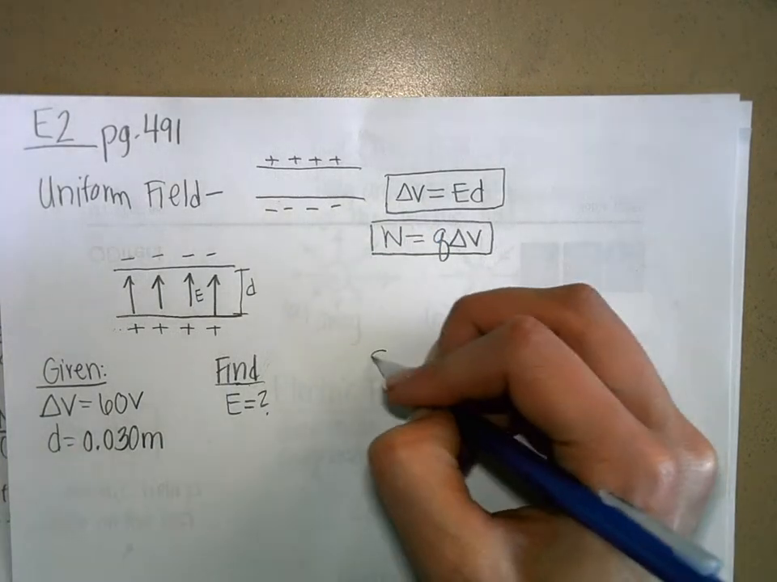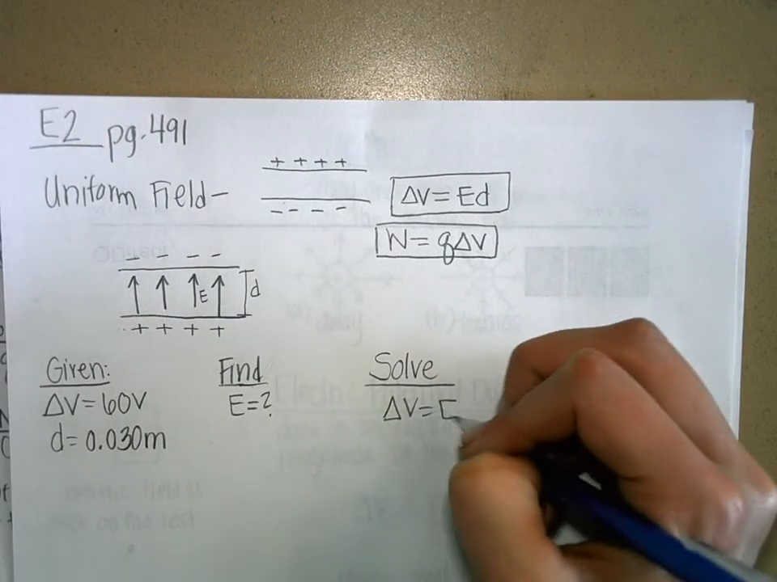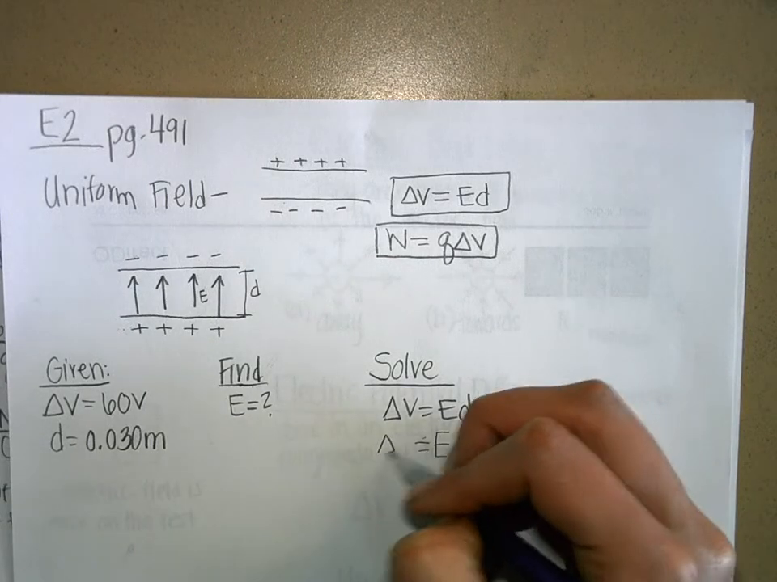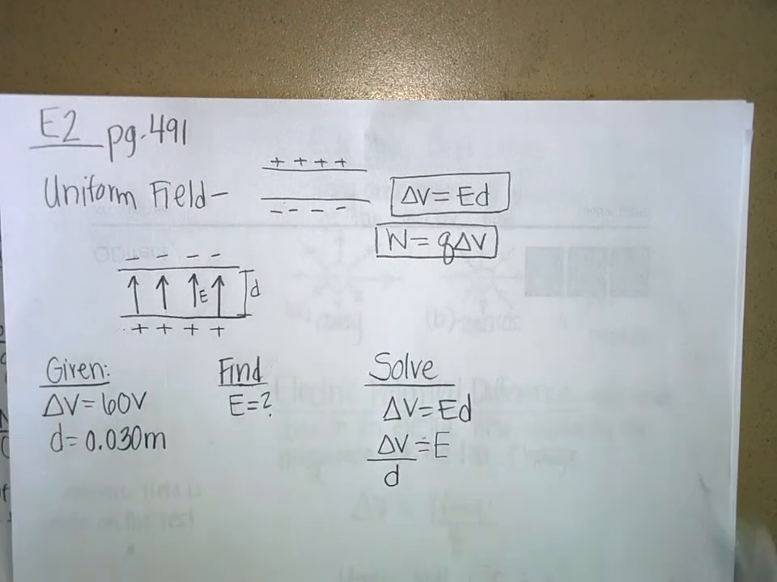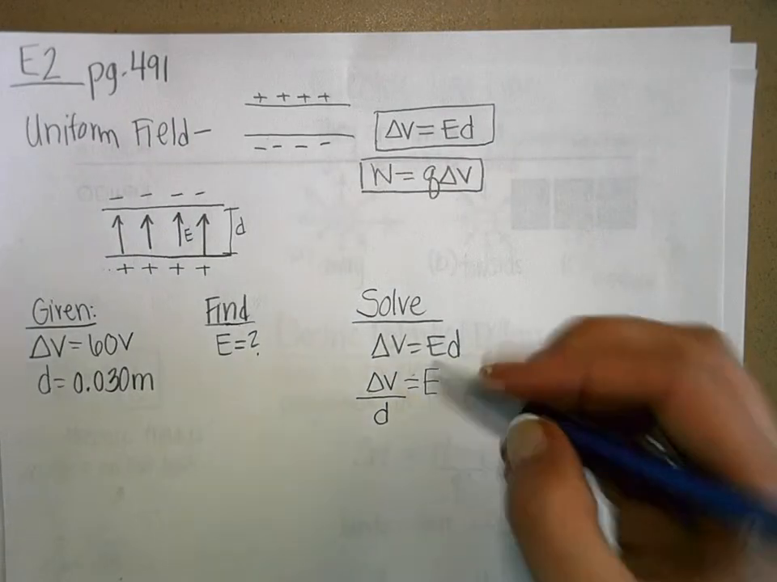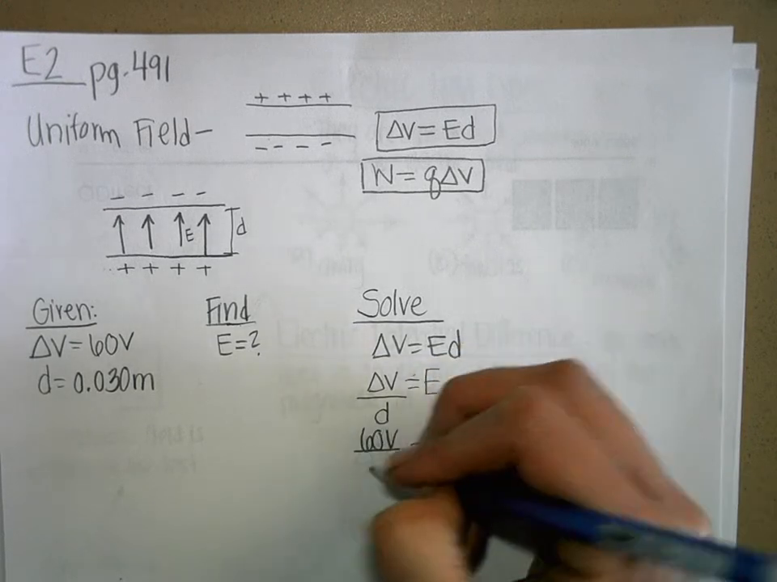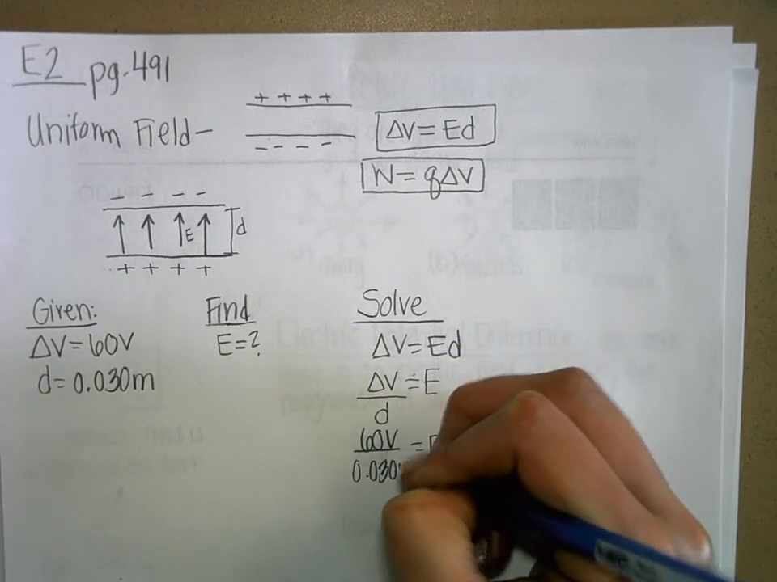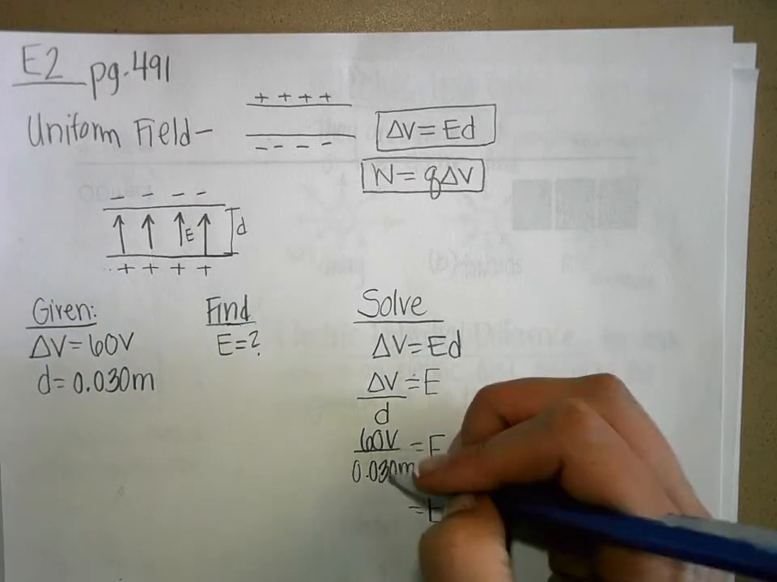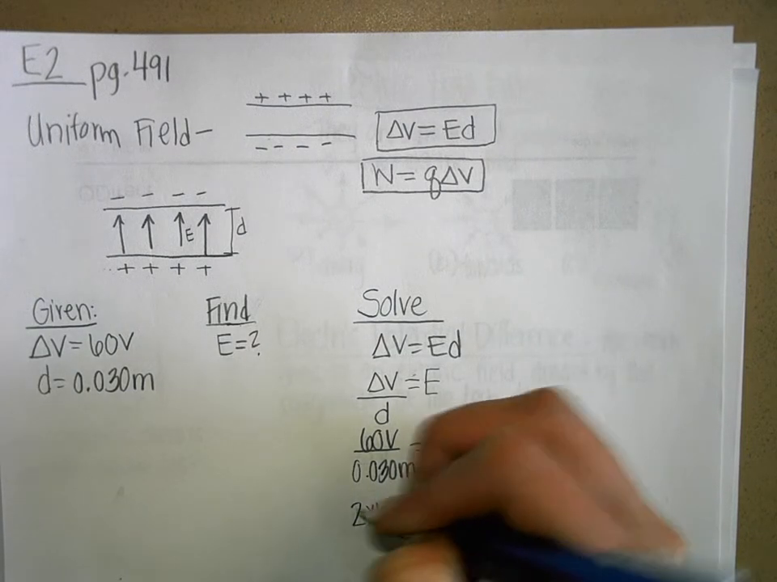So to solve, we'll just rearrange the equation to solve for electric field. So electric field is just equal to the potential difference divided by the distance. So that's 60 volts divided by 0.030 meters. And that gives you 2 times 10 to the third newtons per coulomb.